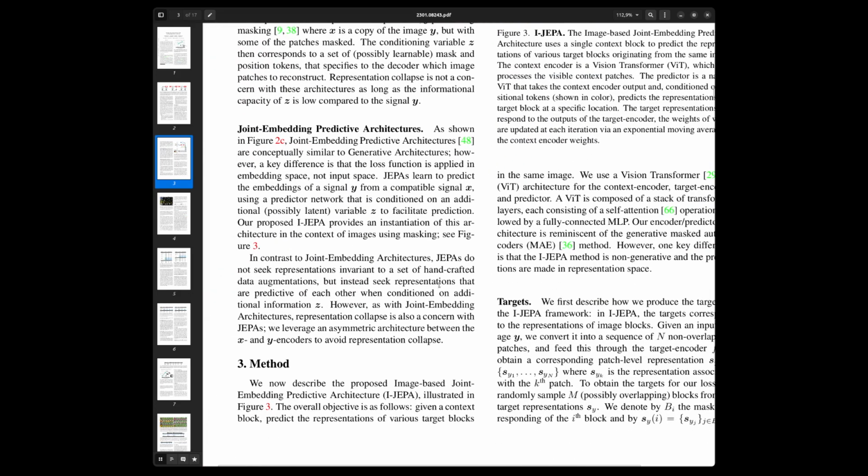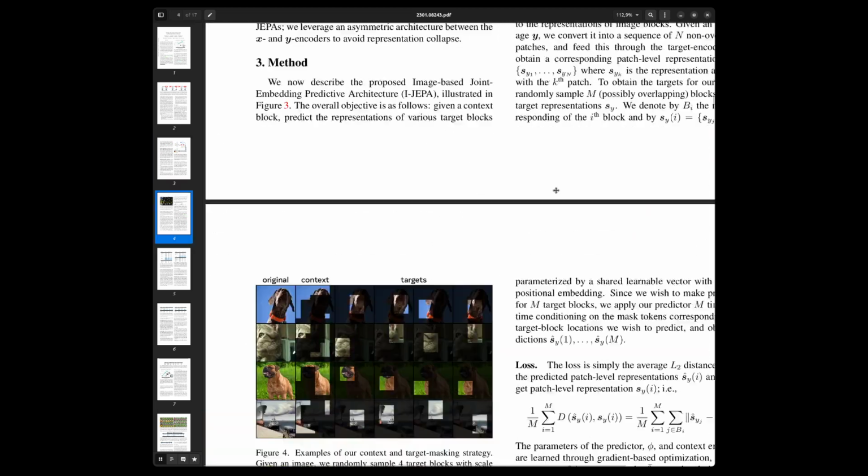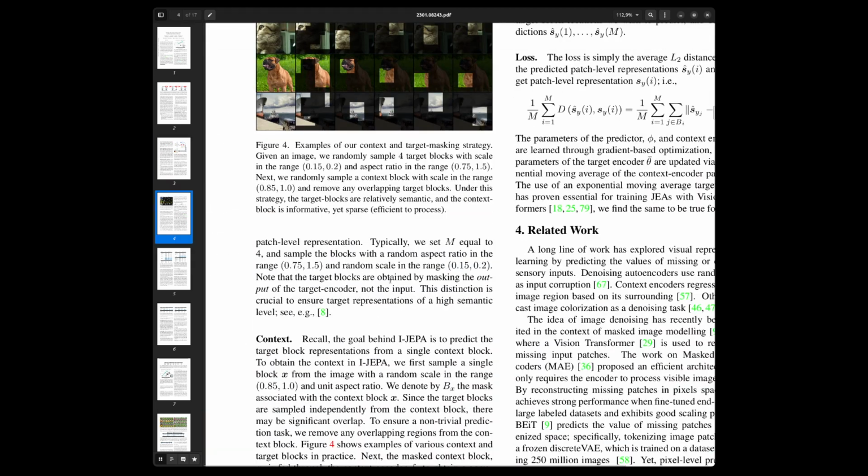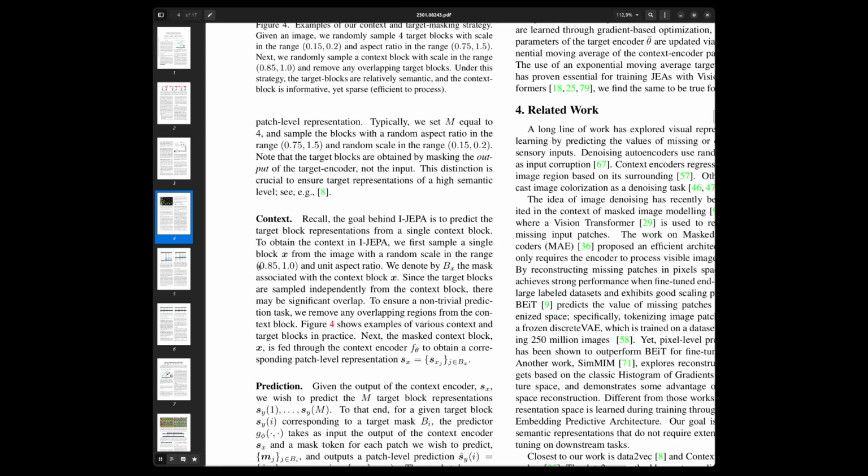But we forgot to read a line in the paper. Yeah, that's quite important. Where? In the next page. Okay, here. We denote by, since the target blocks are sampled independently from the context block, there may be significant overlap. To ensure a non-trivial prediction task, we remove any overlapping regions from the context block.